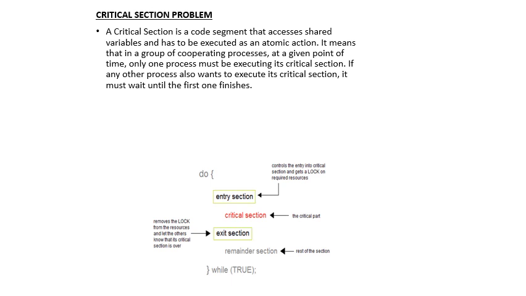Suppose this is the entry section. If any process wants to enter the critical section, first it should pass this entry section. Once it has passed the entry section, it will be locked, and it will enter into the critical section and execute the program. Once it is finished, whenever it exits, the next process can enter into the entry section. Until then the other process will be in blocked state.